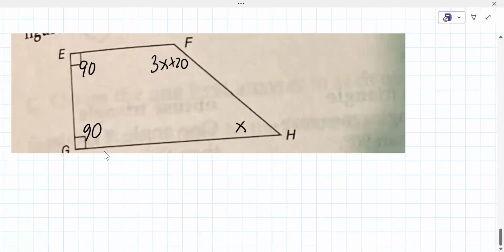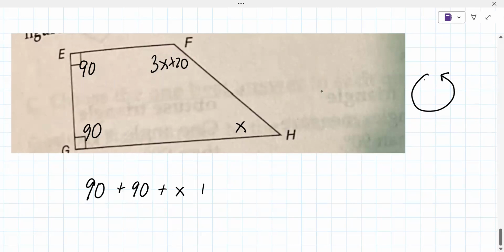Okay. So in this problem, if you go all the way around, I mean, it's not a circle, but just imagine, if you go all the way around all the angles, this adds up to 360. So you have 90 plus 90 plus x plus 3x plus 20 equals 360. How do you know that that's 360? Well, because it's a quadrilateral, 360. I'm trying to just generalize it to imagining going all the way around here. Let's not focus on that. Let's just focus on how to solve this, because that's important. You have to be able to solve something like this to do well on your test.